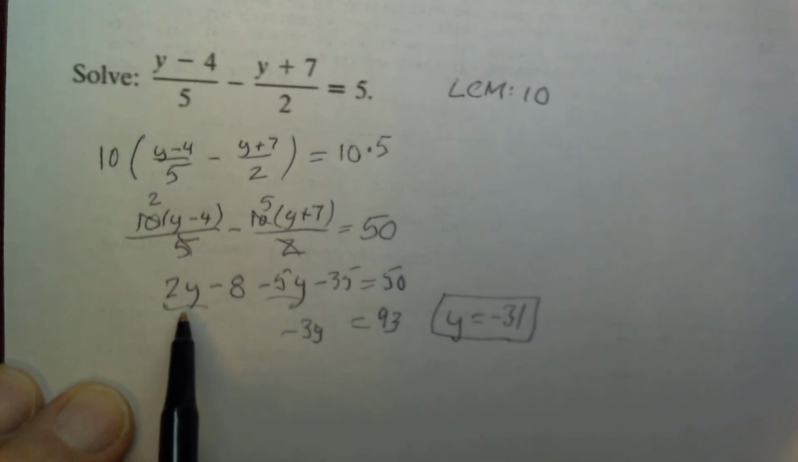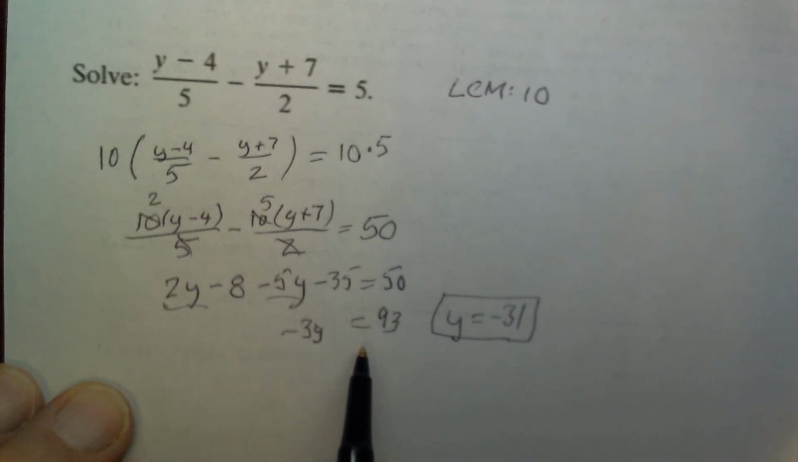Once we have the equation in this form, it looks a lot like what we've done in previous chapters, and we simply isolate the variable.